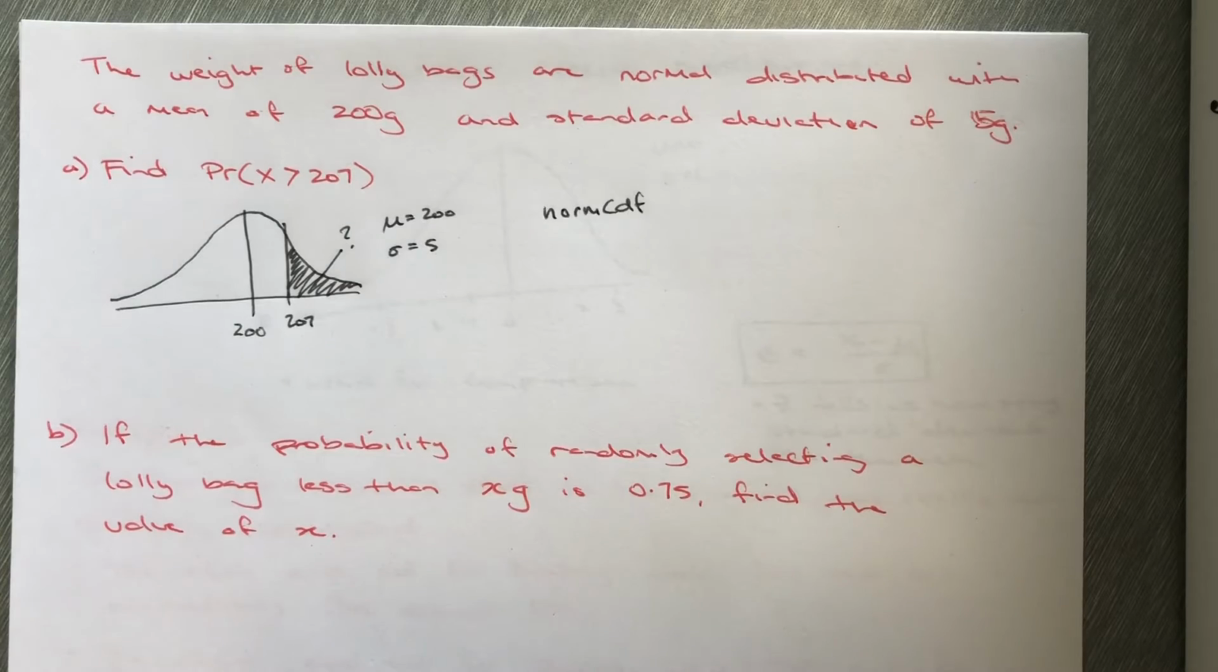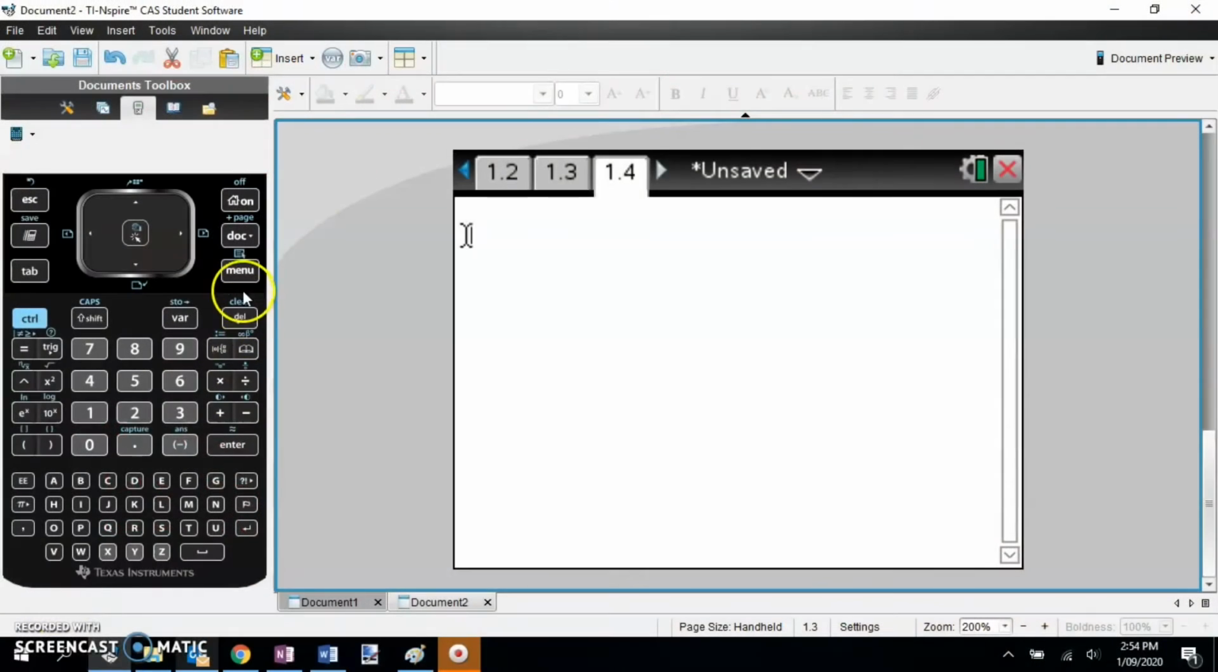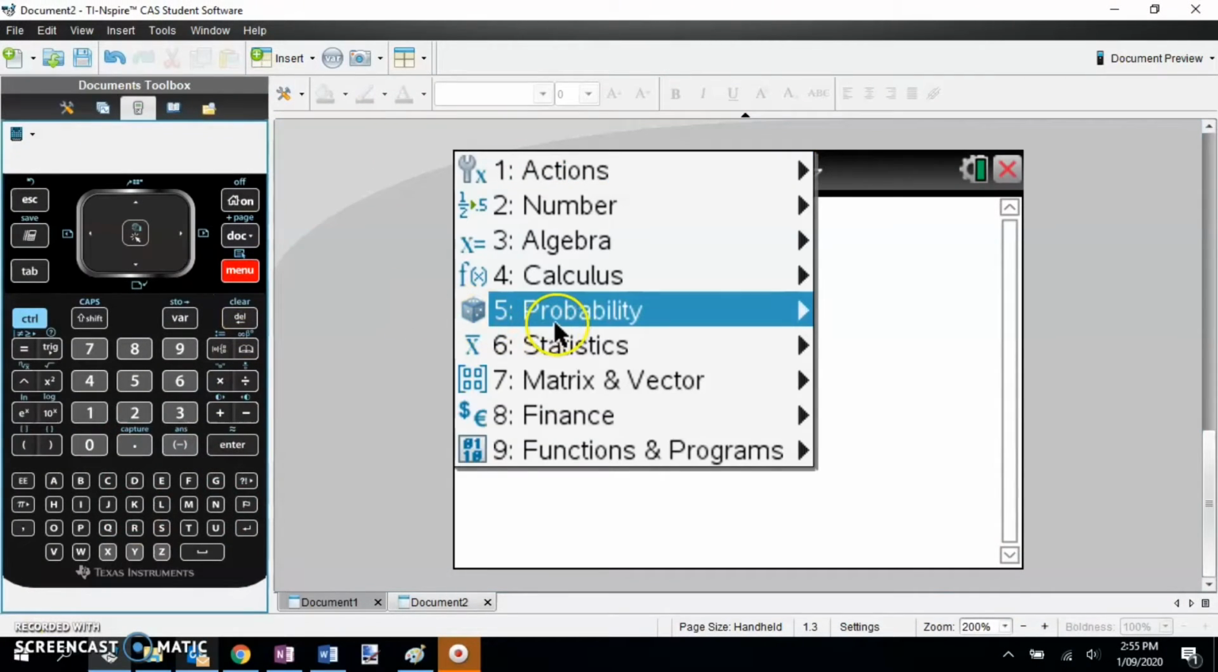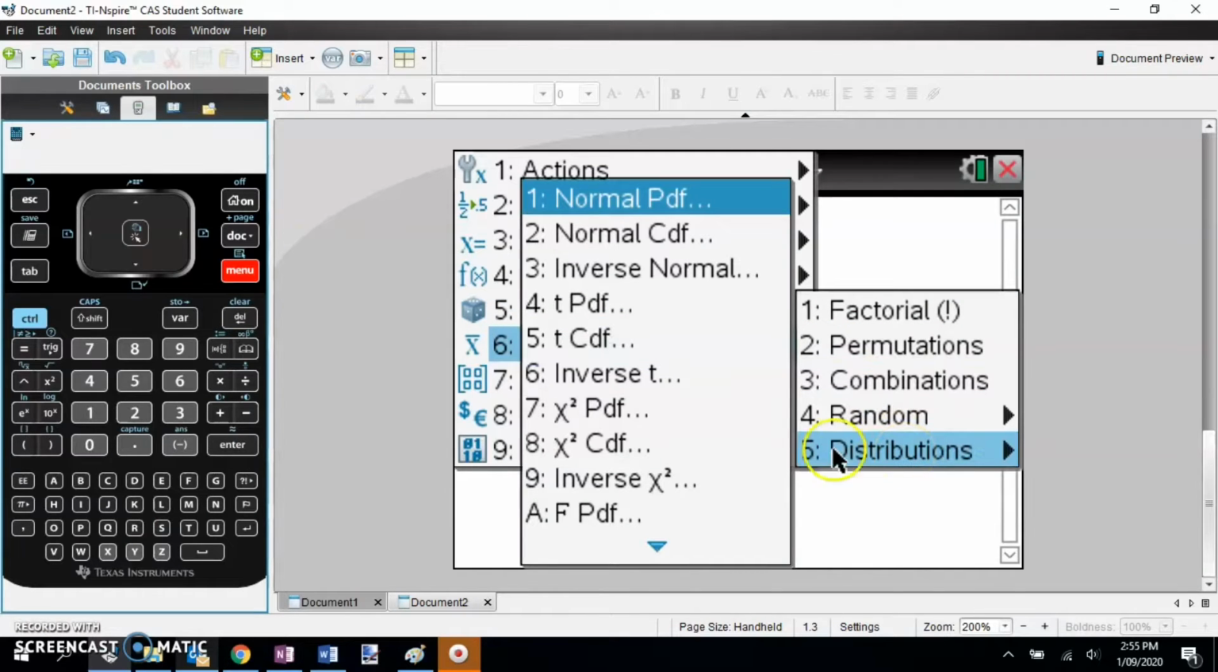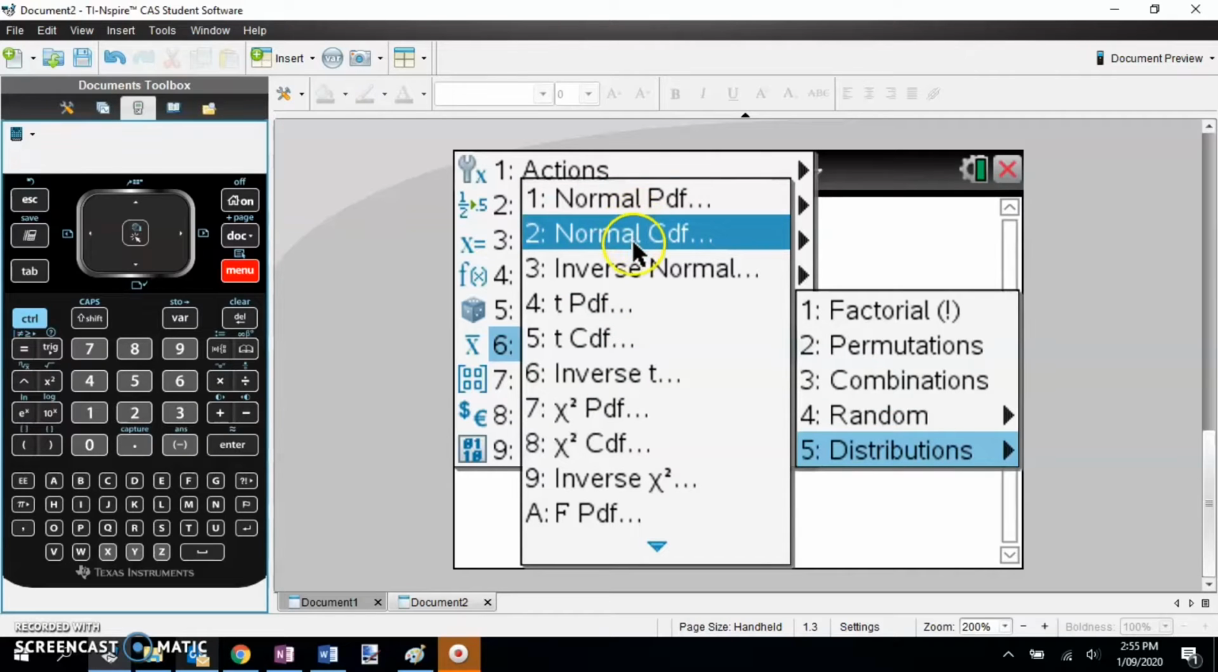Now I'm going to go to my CAS and show you how we're going to look at normal CDF. So we'll go menu, probability is our topic. We're after a normal distribution, so we'll go to distributions. We can see we've got normal PDF and normal CDF. CDF is cumulative.